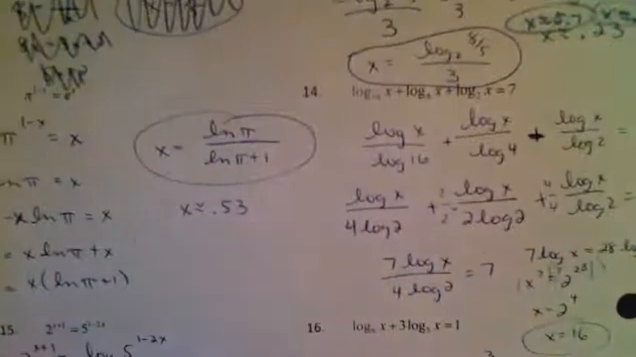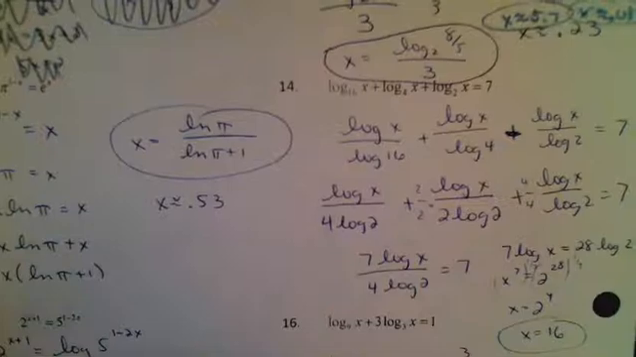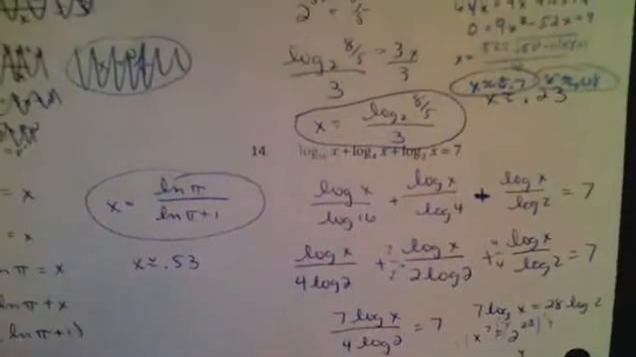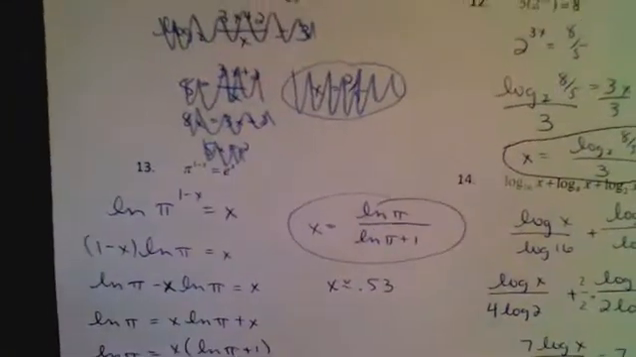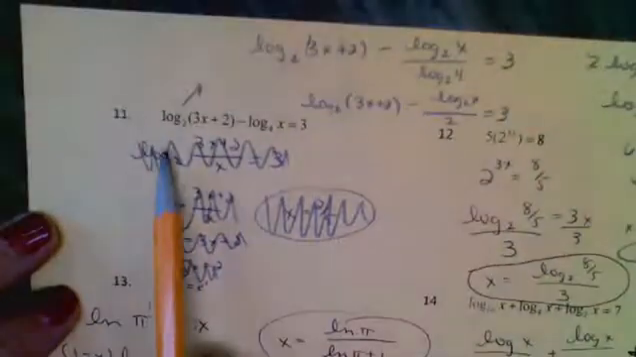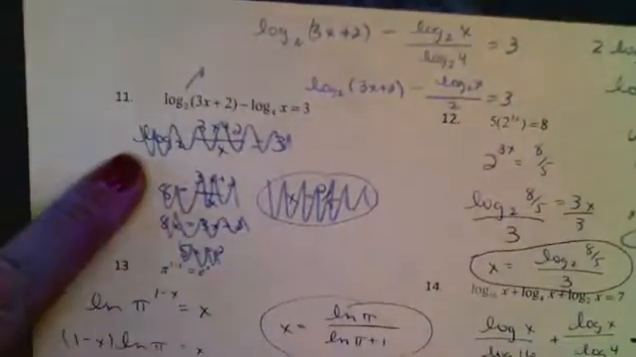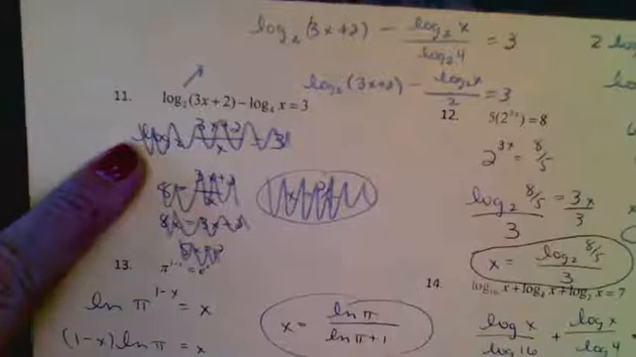All right, on the back. We'll start with 12. Well, let's do 11. I think we can get 11 done. I think when I did 11, because 11 is very similar to number 16.